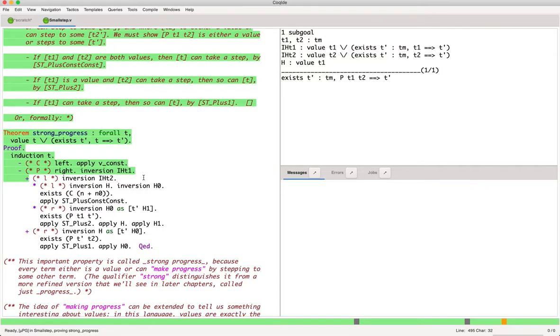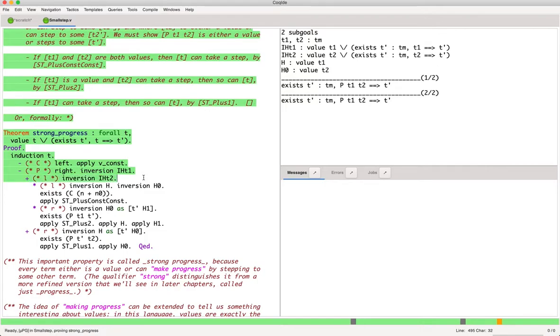Now what are the possibilities here? Well, we have to case out what t2 could be. It might be a value or it might step. So again, we do an inversion and we end up in this situation. Now we're in the subcase where we know both of them are values, which means that we can make some more concrete assumptions about what has to happen here.